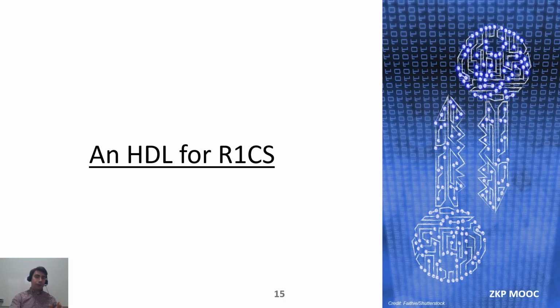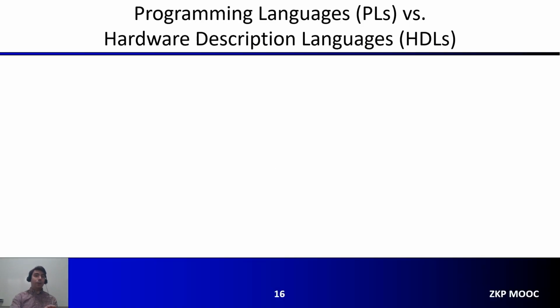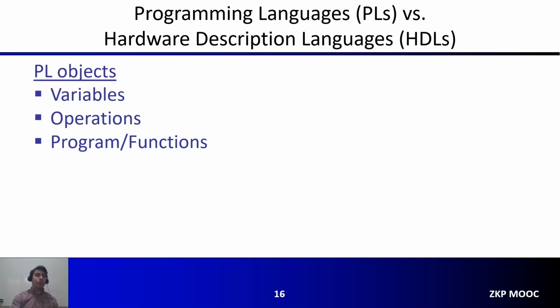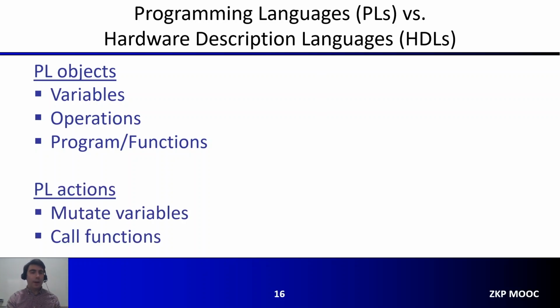The first thing to understand about Circom is that it is an HDL, or a hardware description language, which is very different from a PL, or a programming language. You're probably used to using programming languages. You know that in a programming language, you have objects such as variables, you can perform operations on them, and you can define functions and programs. The kinds of actions that you can take with these objects are the actions you're used to. You can mutate variables, you can evaluate operations, and you can call functions or run programs.